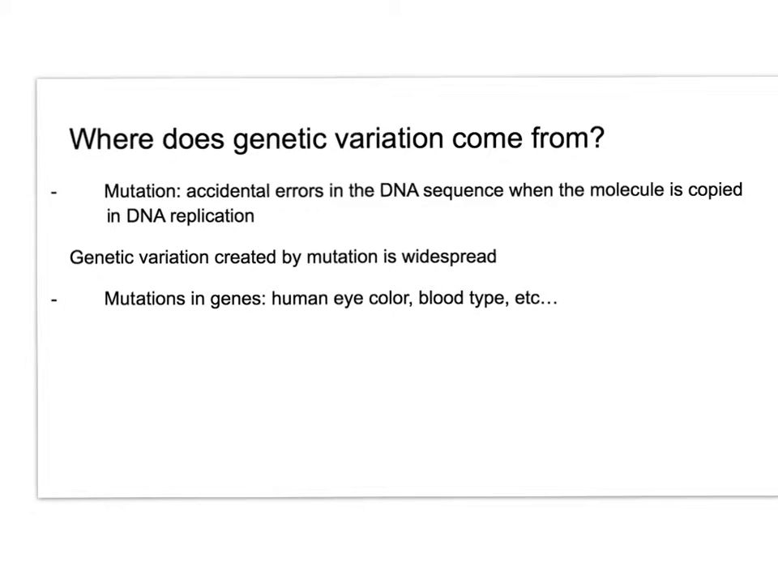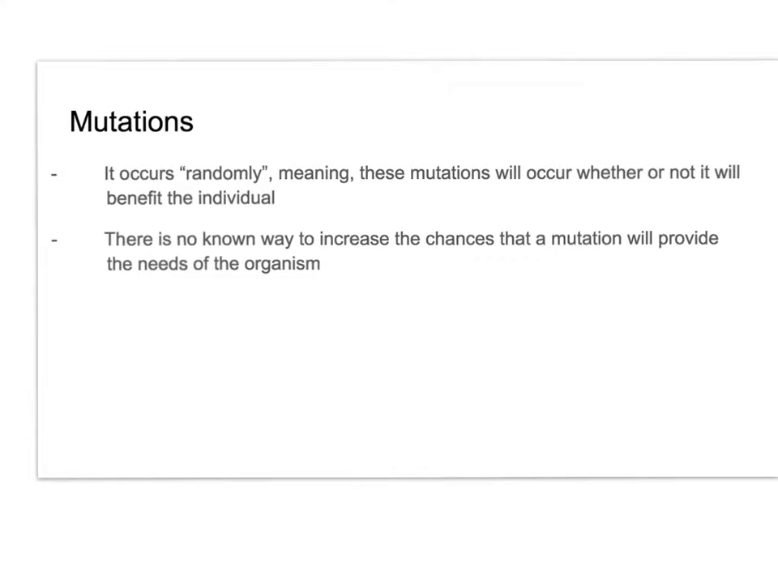Where does genetic variation come from? It comes from mutations, which are accidental errors in the DNA sequence when the molecule is copied in DNA replication. Genetic variation created by mutation is also widespread. There are mutations in genes, for example, human eye color, blood type, etc. Mutations occur randomly, meaning they will occur whether or not they will benefit the individual. There is no known way to increase the chances that a mutation will provide what the organism needs.